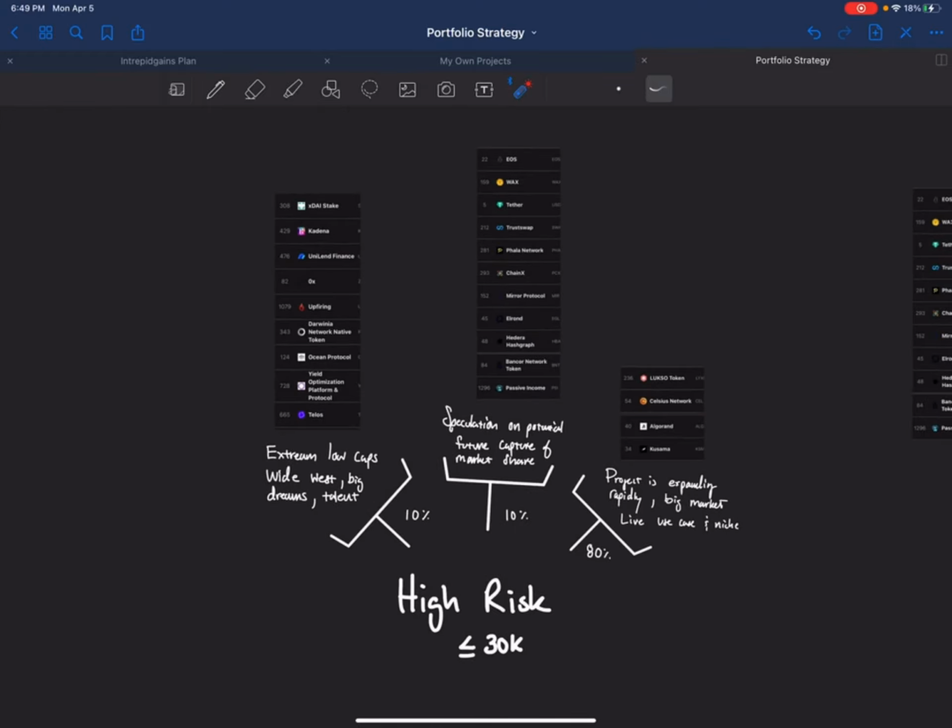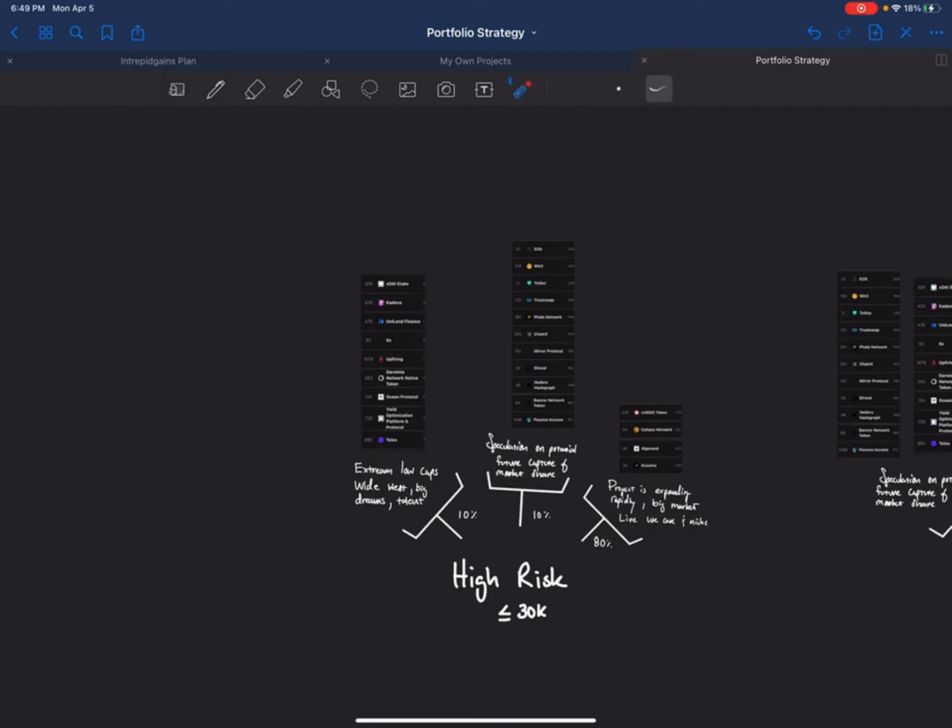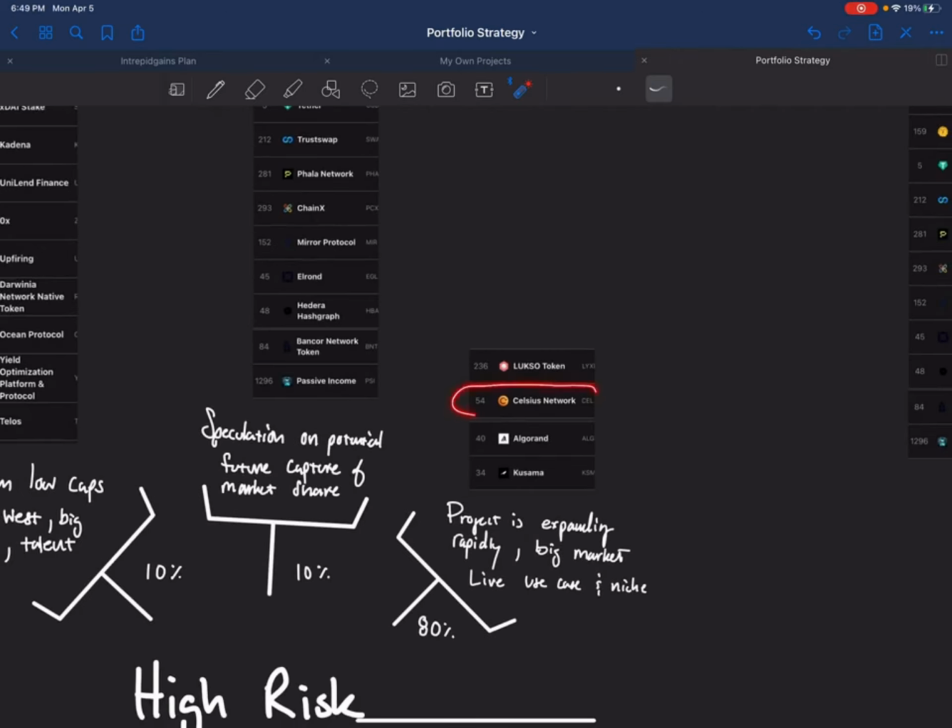And then finally, high risk. I would be all high risk if I had less than 30K. I wouldn't hold Bitcoin. I wouldn't hold Ethereum. I wouldn't even hold DOT, because I do believe DOT could potentially 100X, as well as Celsius. But Celsius is probably the most secure 100Xer.